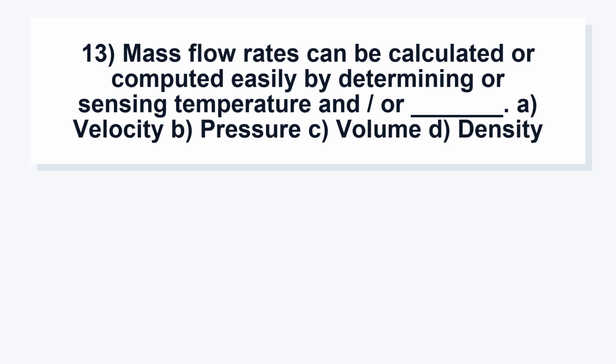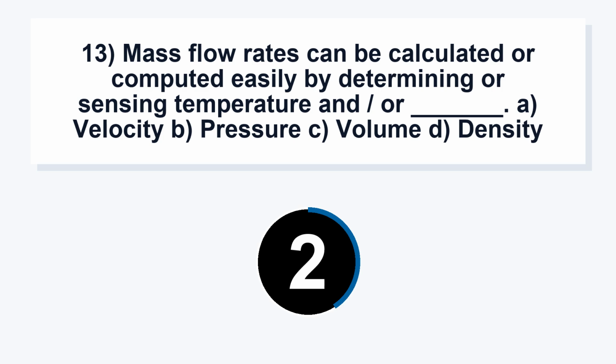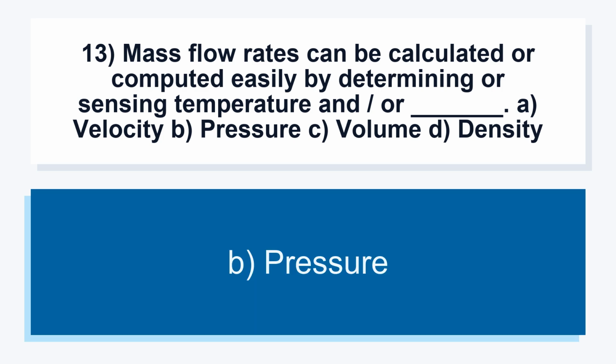13. Mass flow rates can be calculated or computed easily by determining or sensing temperature and/or: A. Velocity, B. Pressure, C. Volume, D. Density. B. Pressure.